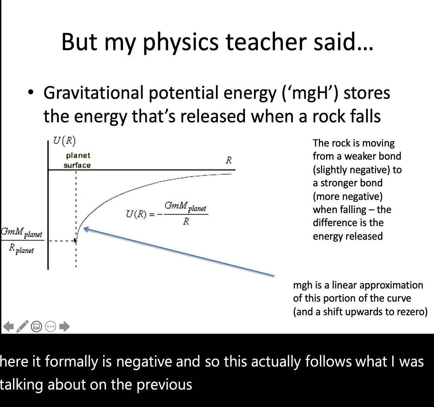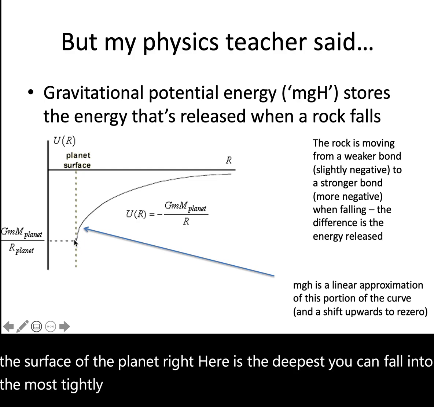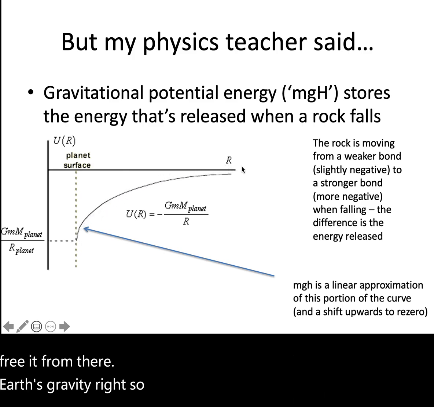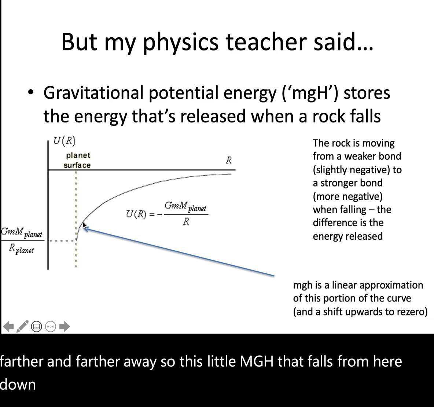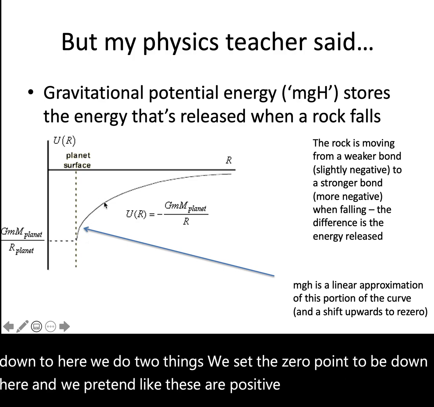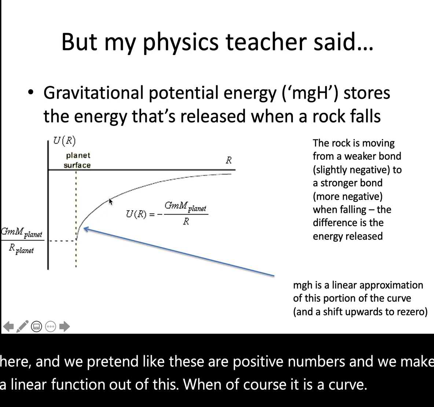So when you lift up, this is the surface of the planet right here, is the deepest you can fall into the well. The most tightly bound the rock will be is when it's on the surface of the planet. Then as you lift it, you're trying to free it from the Earth's gravity, right? So you're headed towards 0 as you get farther and farther away. So this little mgh that falls from here down to here, we do two things. We set the 0 point to be down here, and we pretend like these are positive numbers, and we make a linear function out of this, when of course it is a curve, and it is all negative values, right?